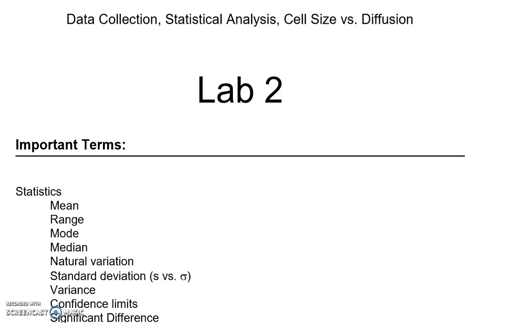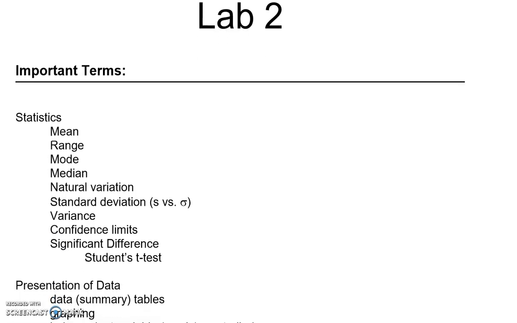Lab number 2 focuses on data processing, especially statistical analysis, and it also transitions us over to diffusion, which will be our lab 3 topic. But let's take a look at the important terms first, and here's a set of statistical terms that you should take a look at and know. You might be tested on these statistical terms with like a matching set. That's typically what I do.